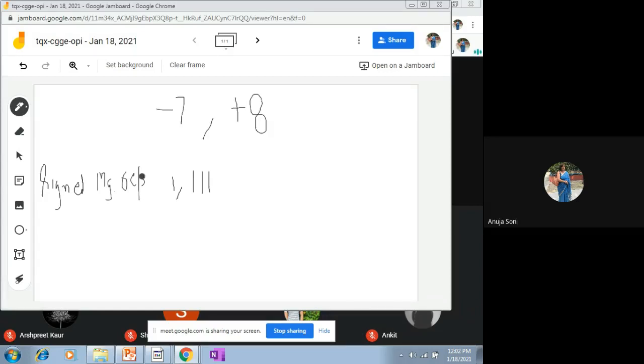And the ones complement representation of the same number will be, you need to take the ones complement of this given number. For ones complement, 1 will be replaced by 0, 1 will be replaced by 0, 1 will be replaced by 0, and this 1 will remain as such.